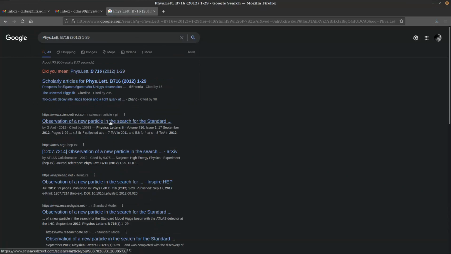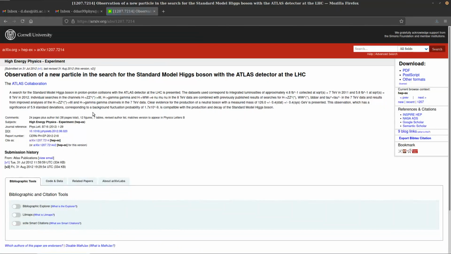Observation of a new particle in the search of the standard model. Let me open the arXiv version because it is freely available. You see, this is the Higgs discovery paper, one of the papers that got the Nobel Prize. And you can see that almost after 2012, every paper on particle physics actually cited this paper.